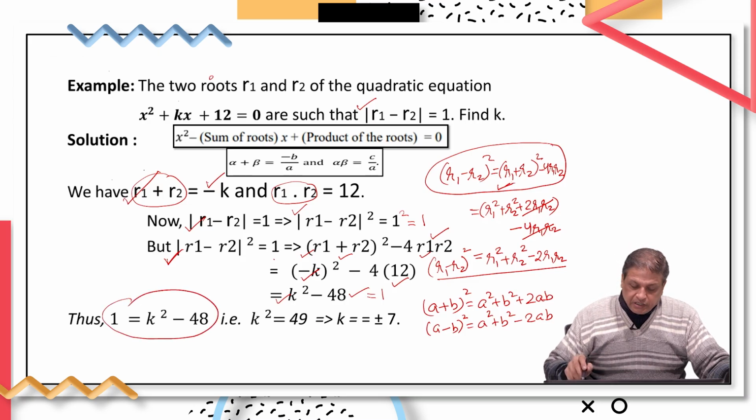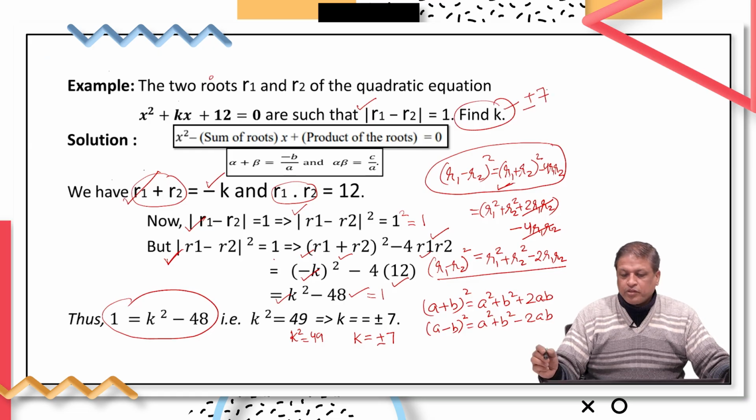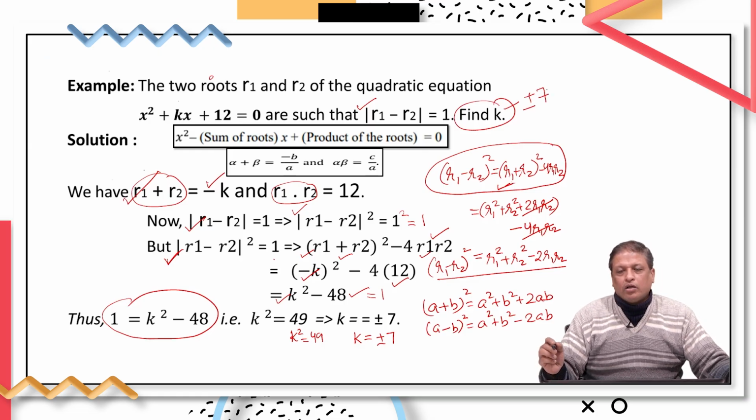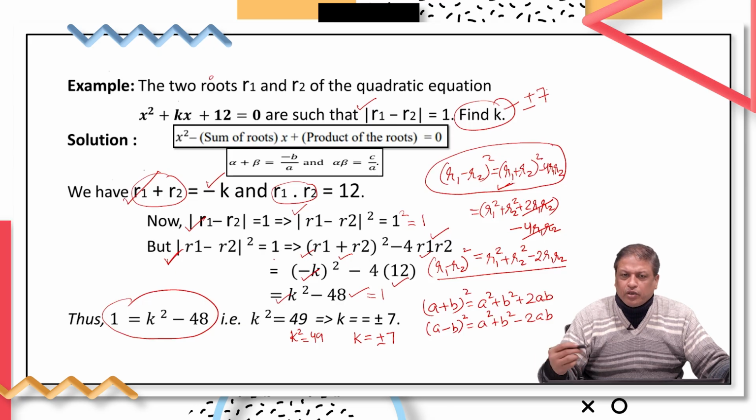That means by rearranging the equation, taking 48 onto the left hand side, you can get k square is equal to 49, and taking the square root of both sides, you will get k is equal to plus minus 7. So the value of k is plus minus 7. I hope you understood what the numerical is all about and how you can apply the concept to find the specific coefficient also by using this mechanism.